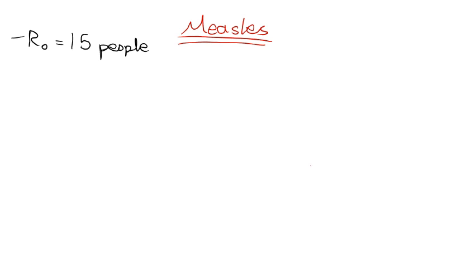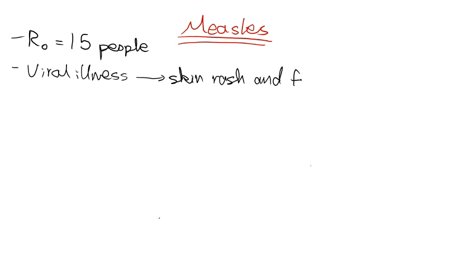Once again, measles is a viral illness and it causes a skin rash and fever. And it's quite serious because it can result in serious and fatal complications. These complications include pneumonia, encephalitis, which is inflammation of the brain.